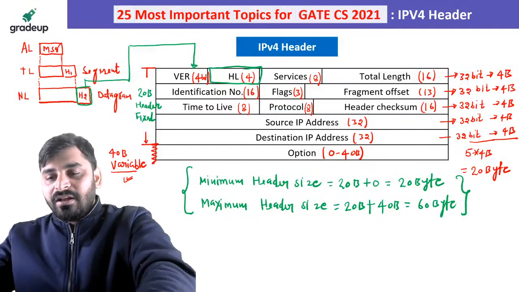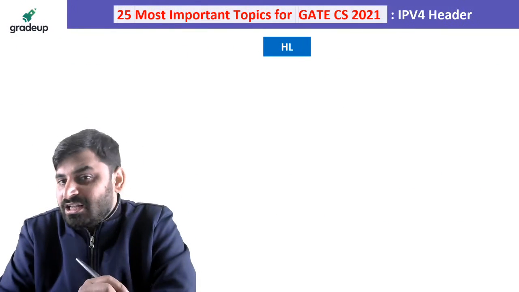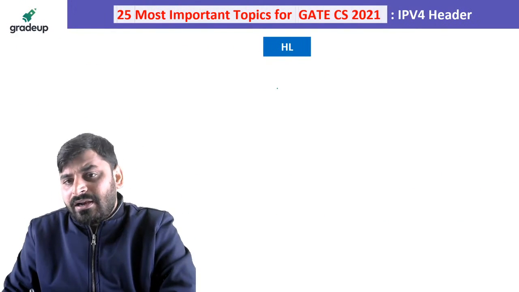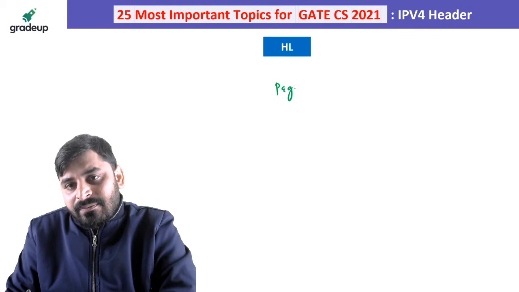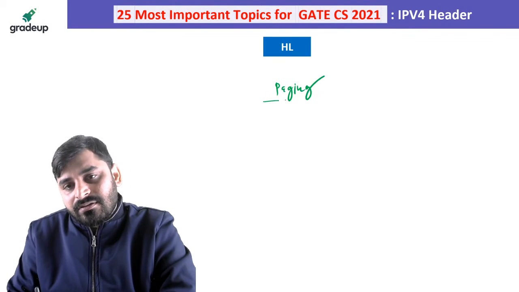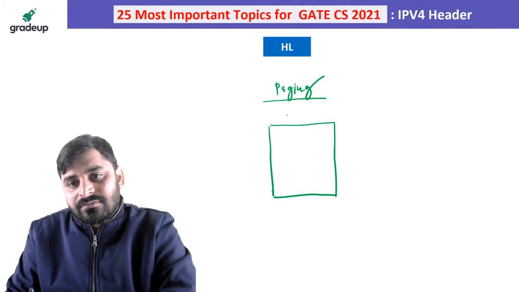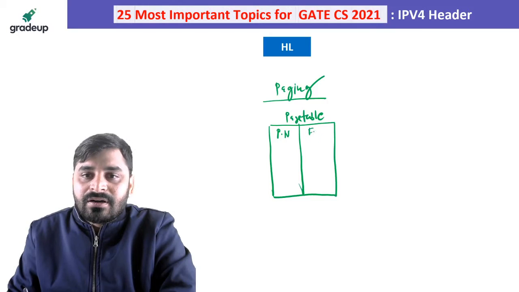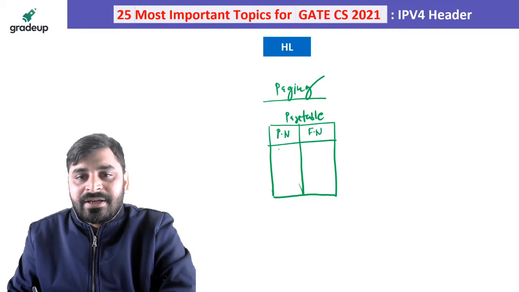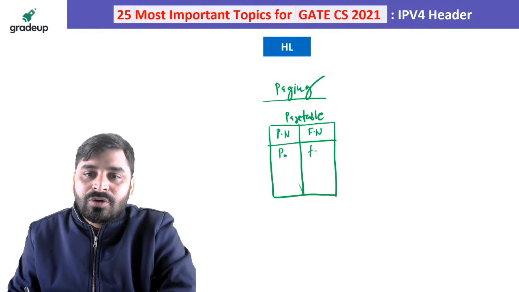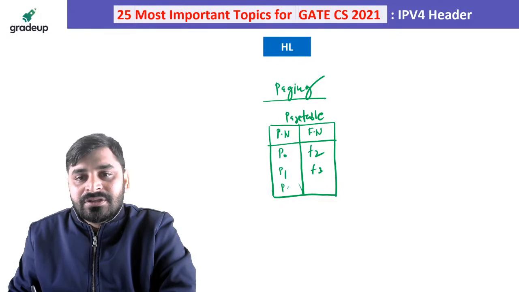Now, actually, guys, I also want to tell you one thing: you already studied the paging concept. So you know the page table. I am relating to that page table. In the page table there are two entries. This is the page number, this is the frame number. Page number 0 is available in frame number 2, page number 1 is available in frame number 3, page number 2 is available in frame number 4.